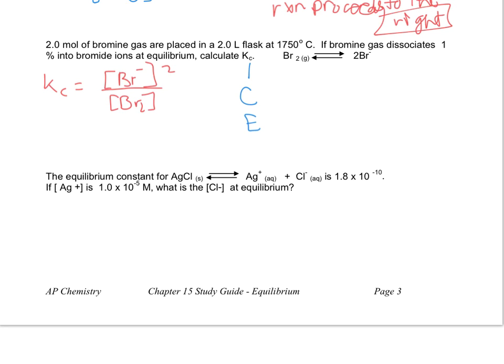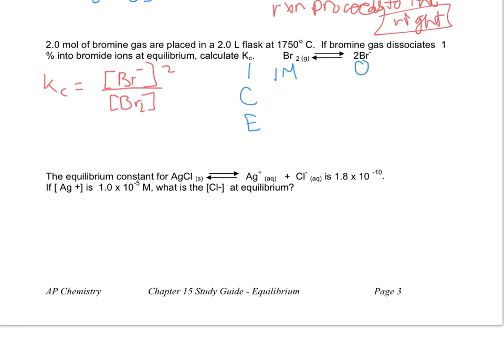So initially, it says I have 2 moles of bromine in a 2-liter flask. So 2 moles divided by 2 liters, that's 1 molar basically. So my initial for bromine is 1 molar. Initially, I have no products, so that should be 0. Now, it doesn't tell us anything else except that the bromine dissociates 1%. So that means that this loses 1%. 1% of it dissociates, 1% of it is gone, turns into Br minus.